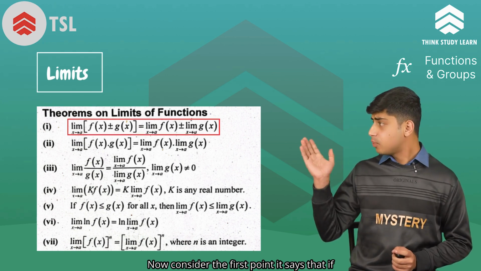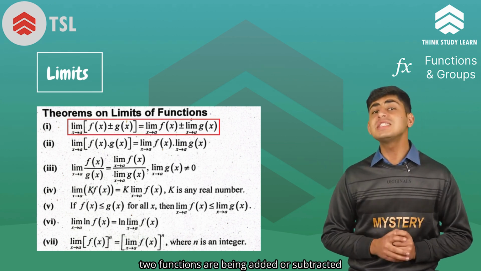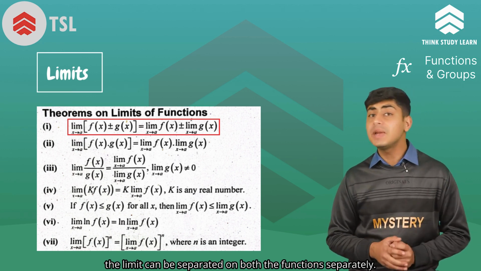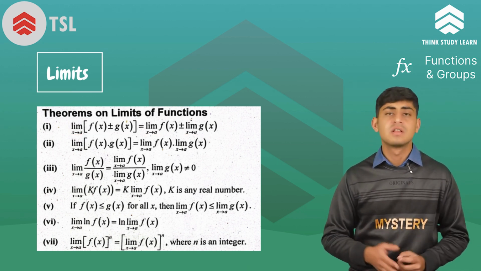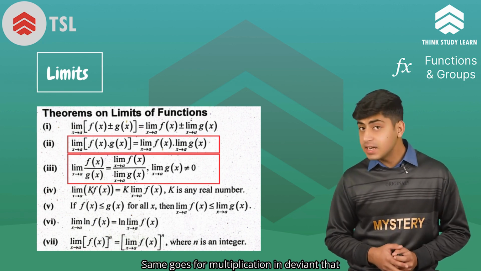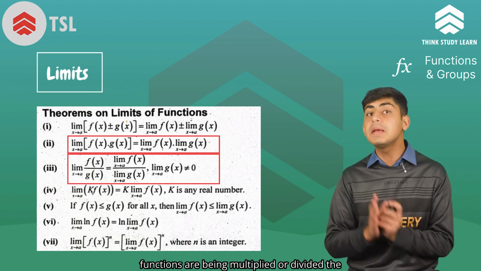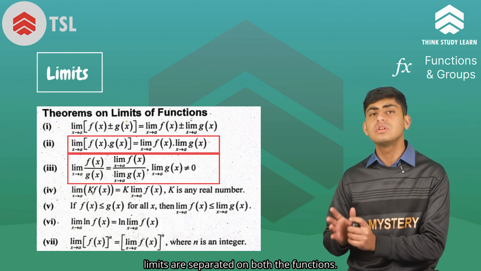Now consider the first point. It says that if two functions are being added or subtracted, the limit can be separated on both the functions separately. Same goes for multiplication and division. That is mentioned in this second point, that if two functions are being multiplied or divided, the limits are separated on both the functions.